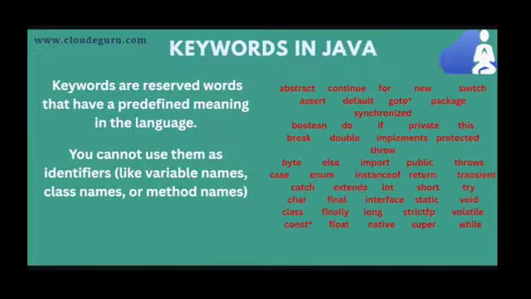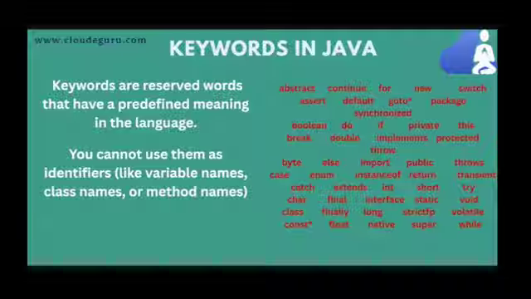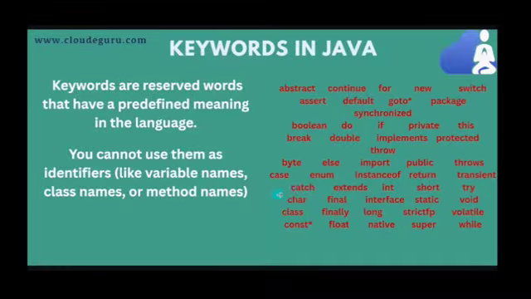What are those keywords? This is the list of keywords that have been reserved, like abstract, continue, for, new, switch, etc. If you see, we have already used keywords like public. We have used public class, then class, and int. So we have used these keywords already.